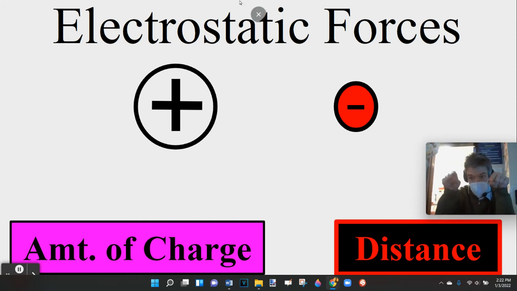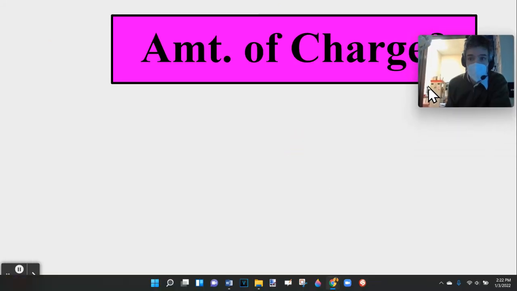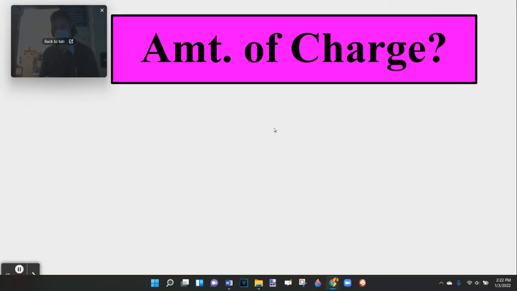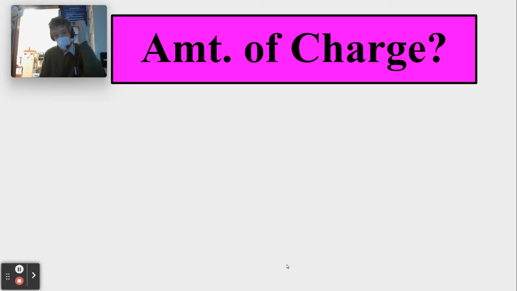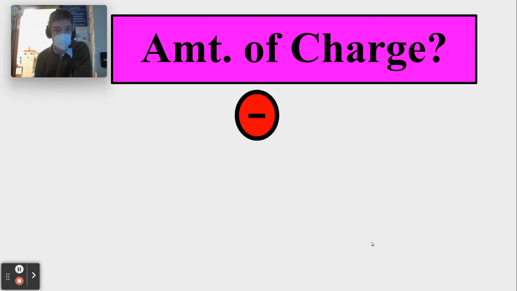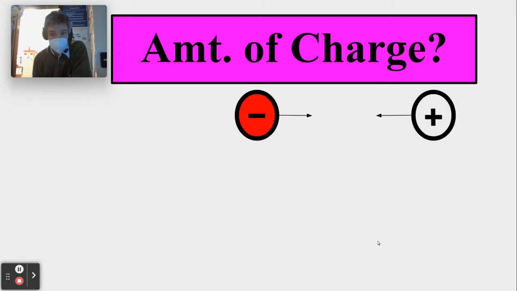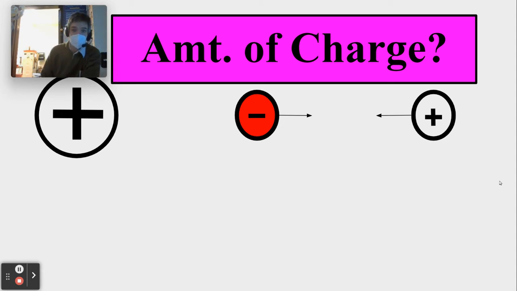Much like distance and mass determine gravity, these two things will determine the electrostatic force, the amount of force between any particles with charge. Now, the amount of charge, how does that get affected? Well, the amount of charge, how is that going to affect the electrostatic force?